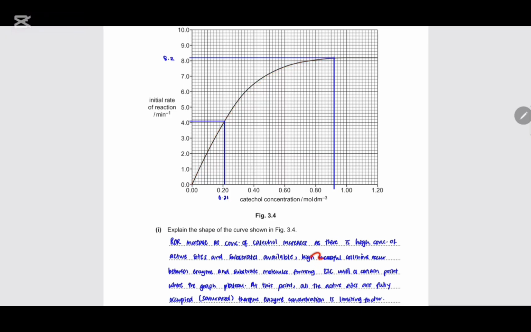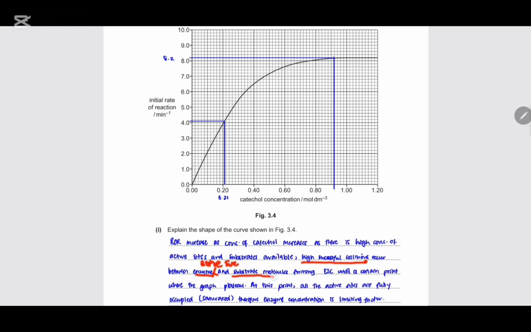Why is there an increase in the initial rate of reaction? Because there are high successful collisions between what terms? Between the enzyme active site, can you improve that again? Active site, and the substrate molecules.